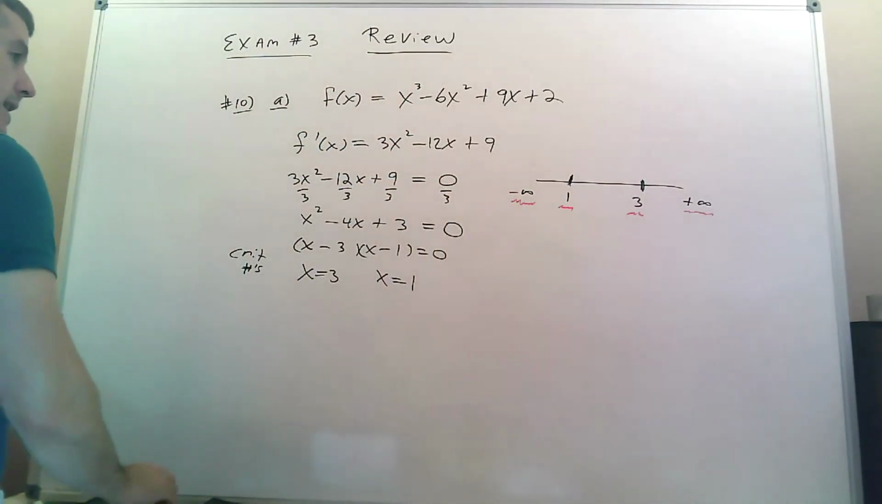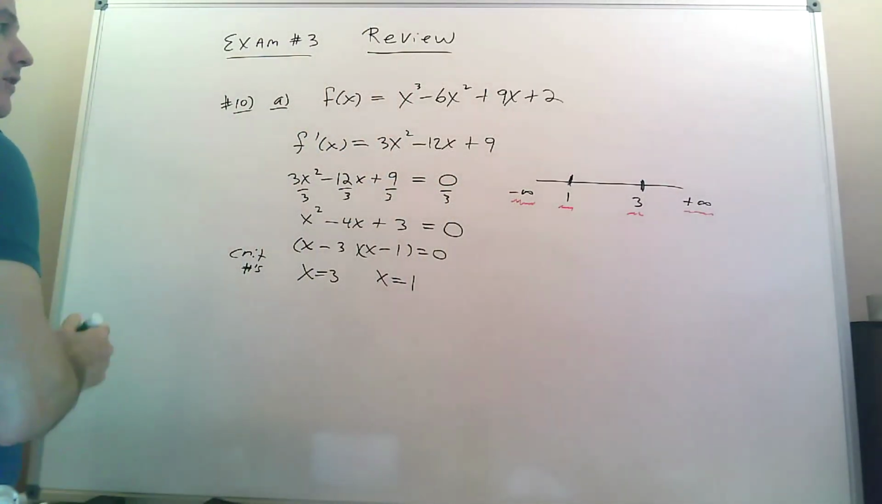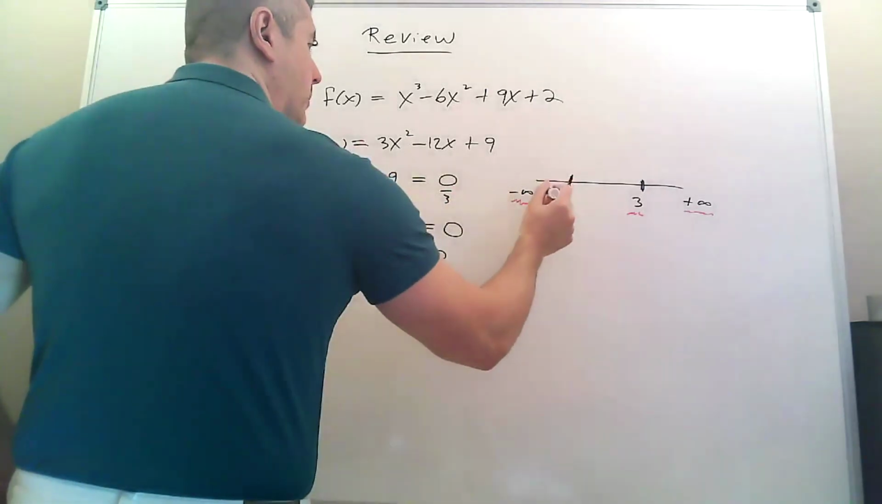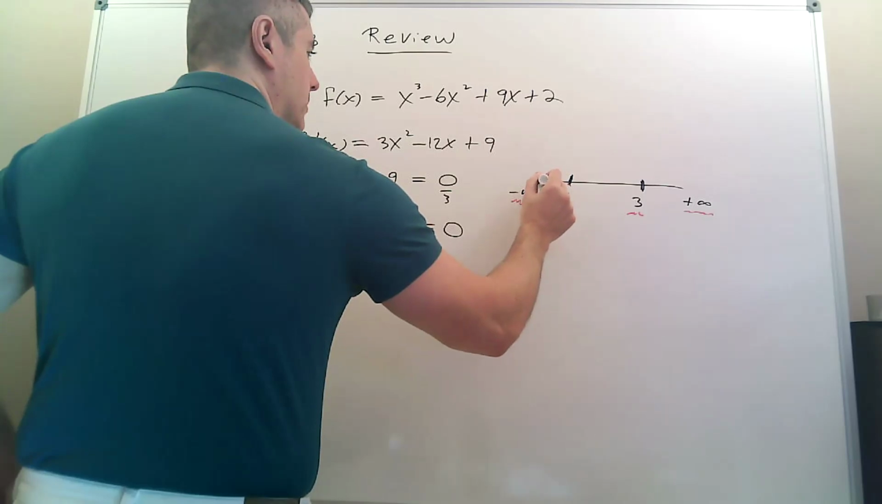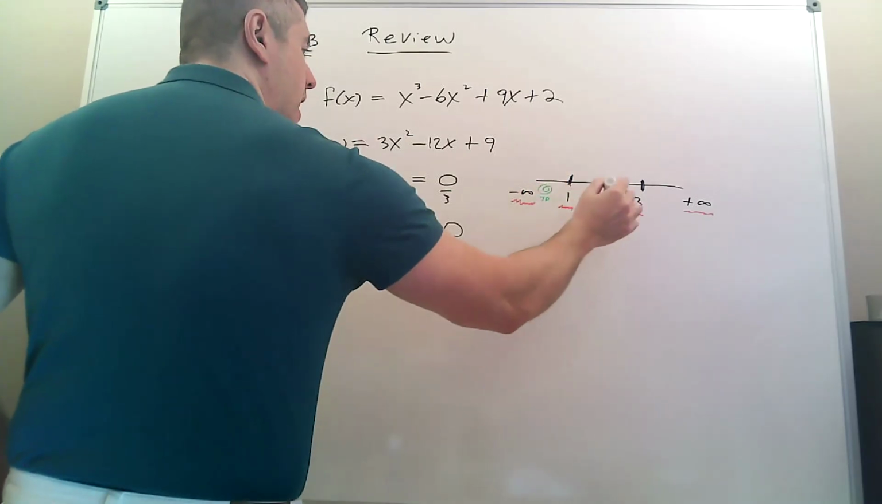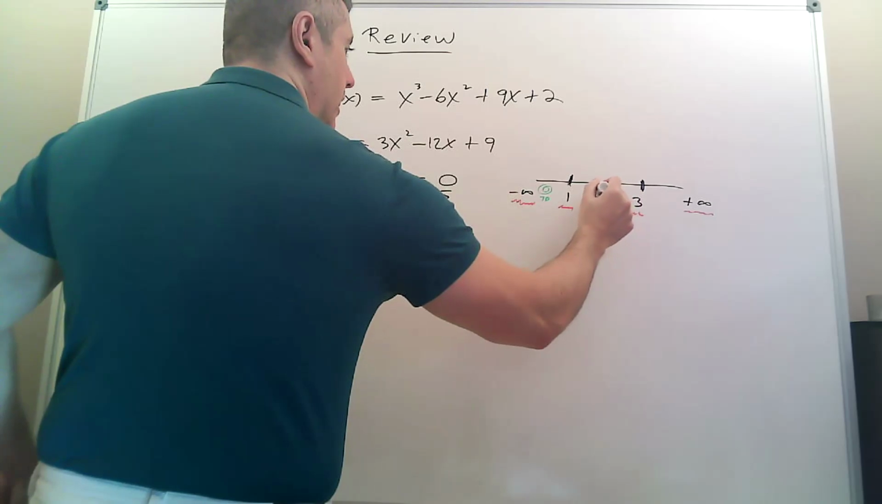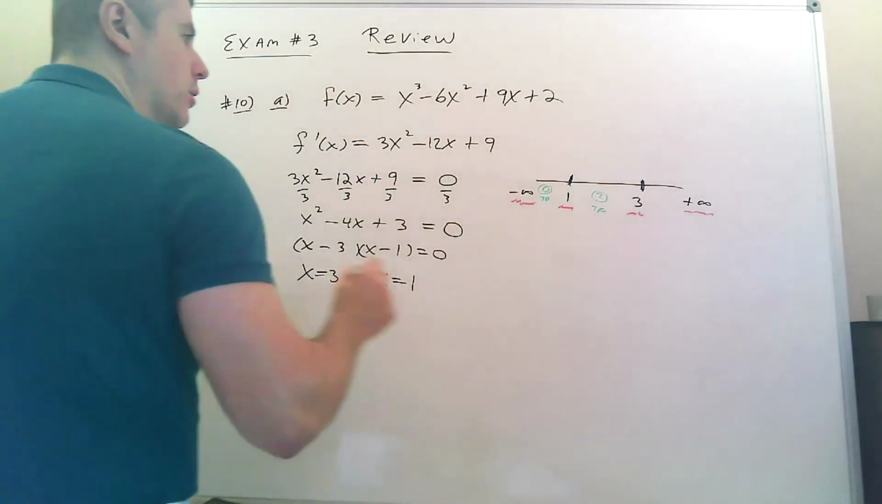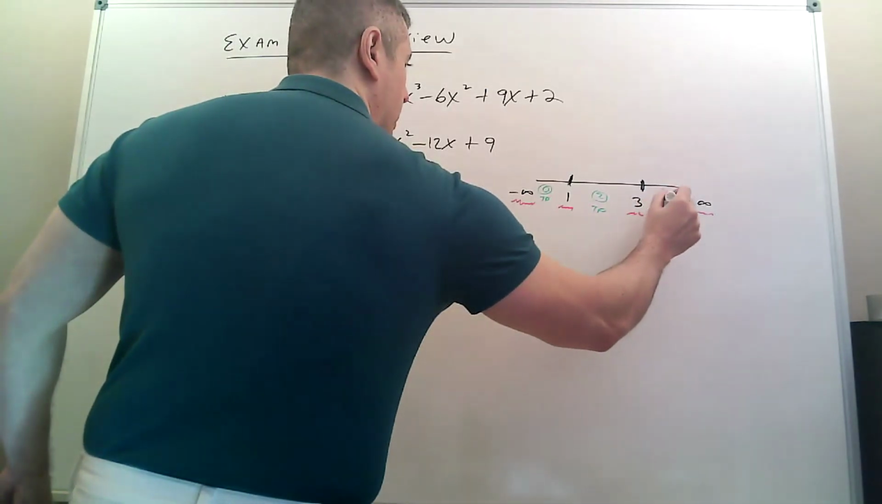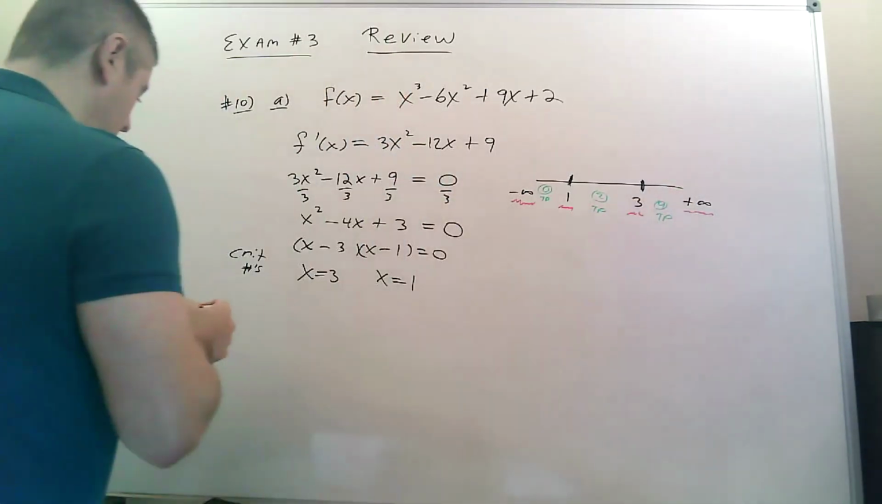What I need to do is pick some test points. And I think I'm going to do this in green. I'm going to pick a number out here as a test point. Well, let's say I pick 0. 0 is a good test point. In the middle of 1 and 3, unless you're really sadistic and want to pick some weird fraction or decimal, you should pick 2. And out here, I'm going to pick my test point to be 4.